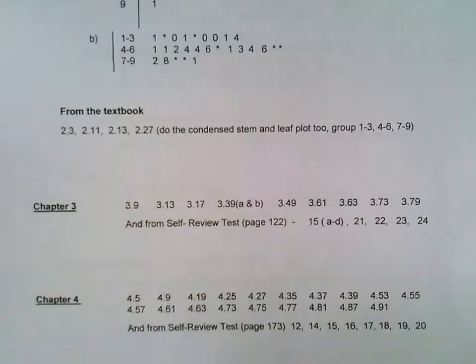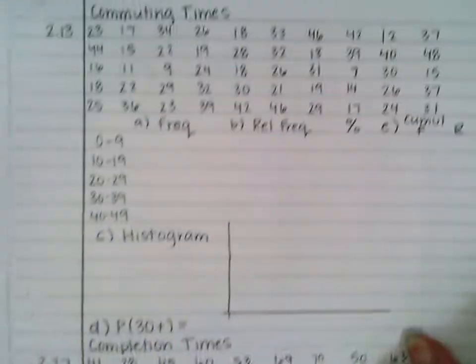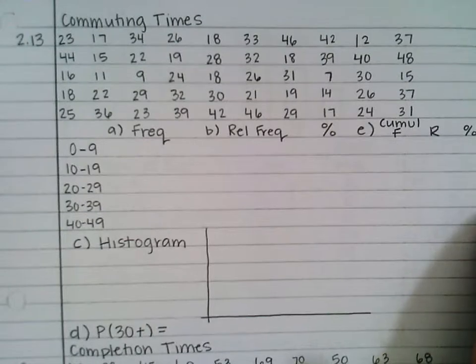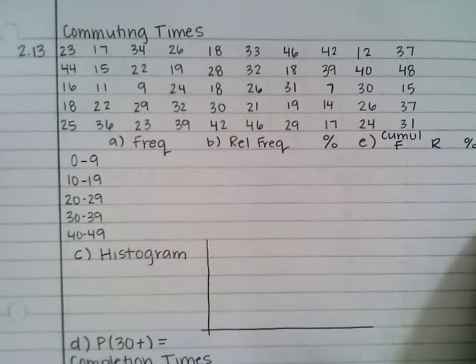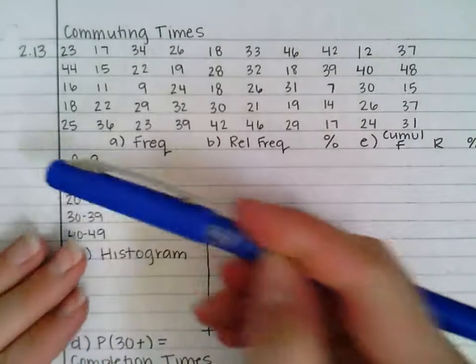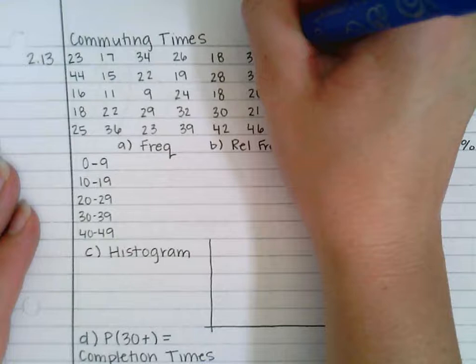All right, let's keep going with these review questions here. It looks like there are 2 more in this chapter. All right, for question 213, it gave this data table of 50 commuting times in the book, okay? And I know it's 50 because there's 10 columns, 5 rows, so n equals 50.